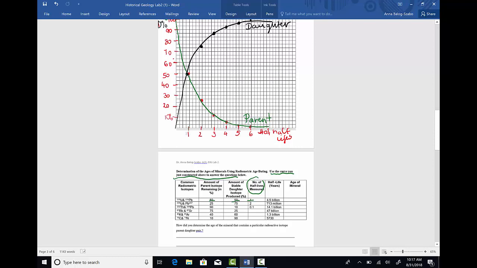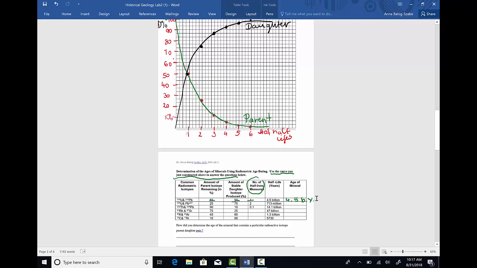And if the half-life is 4.5 billion years, then the age of the sample is 1 times 4.5 billion. So that is 4.5 billion years old.